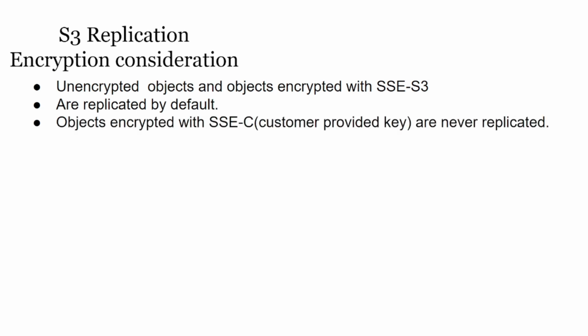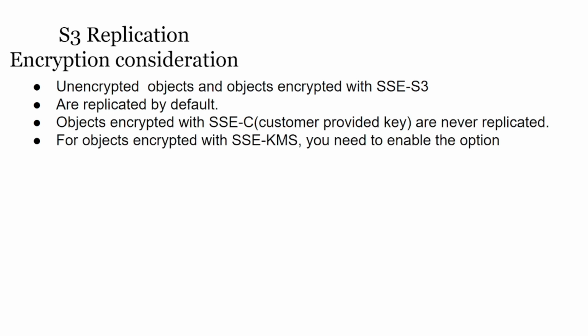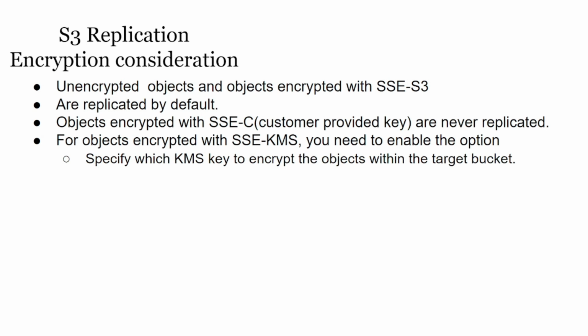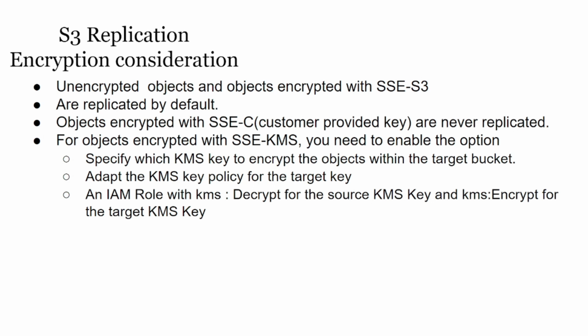And so we specify with which KMS key we want to encrypt the objects within the target bucket. And then we adapt the KMS key policy for the target key. And we create an IAM role that is allowing the S3 replication service to first decrypt the data in the source bucket and then re-encrypt the data in the target bucket with the target KMS key. And when you enable replication, you may get KMS throttling errors, in which case you need to ask for a service quota increase.